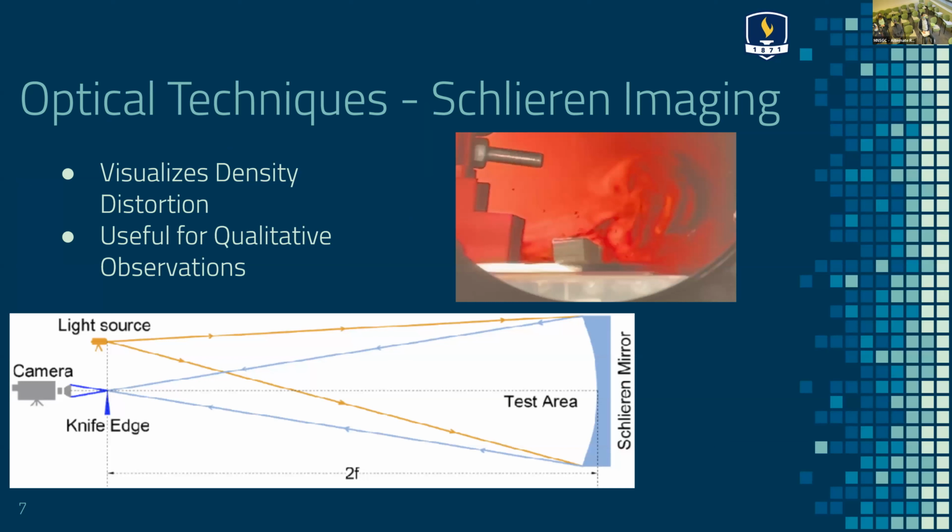Next, I want to talk a little bit about the optical techniques that we use to actually view this motion in air, because air is transparent. And the first one is Schlieren imaging.